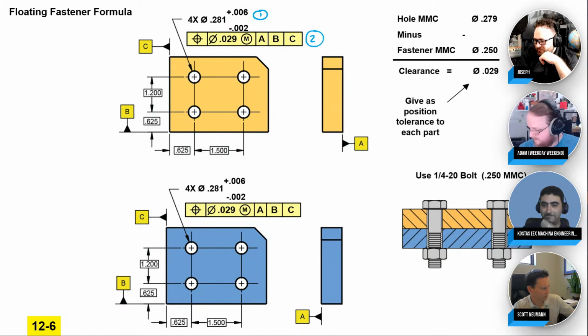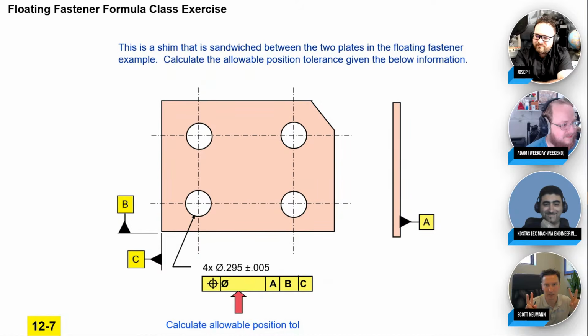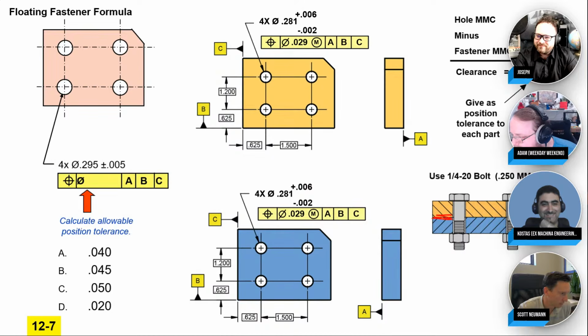Well, let's do a quick practice problem on it to make sure people are good with that. Let's say we had a little design change come through on this. You know how engineers never make mistakes, they make engineering changes. So a little engineering change came through, and they had to add a shim. The shim is going to get sandwiched between the parts right in between here.